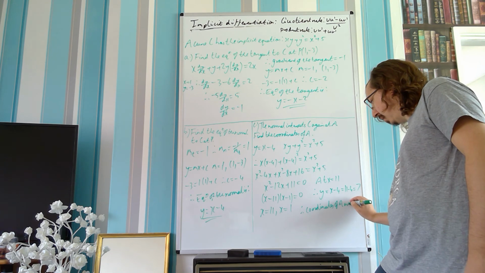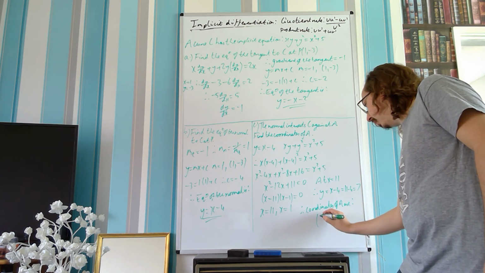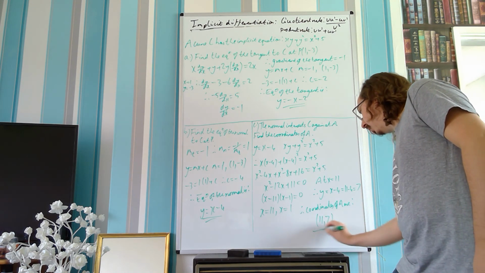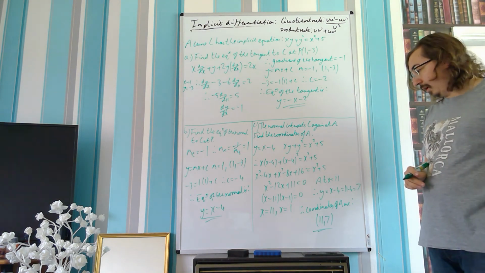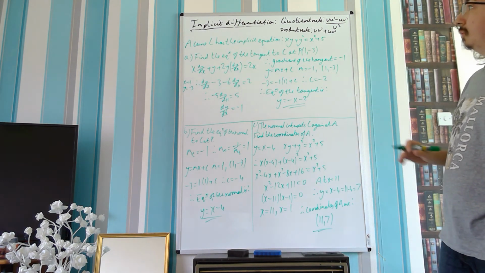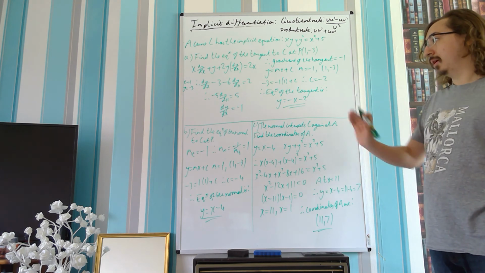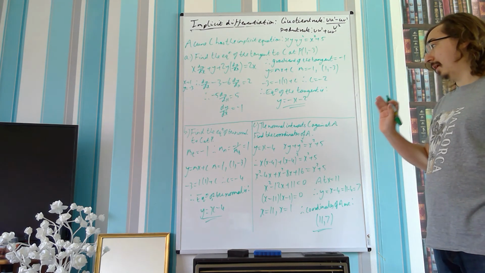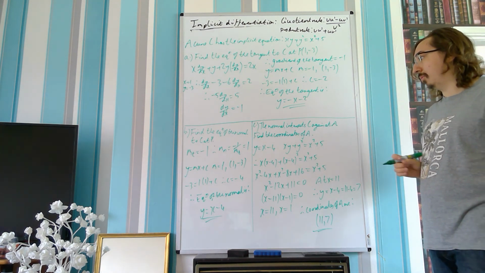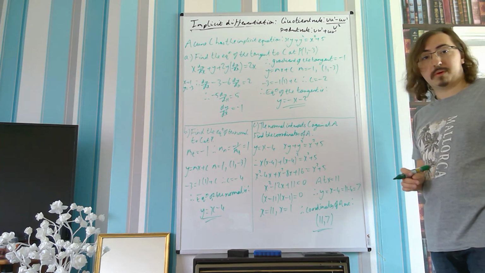So therefore our coordinates of A are (11, 7). And that is how we find the equation of the tangent to C at P, the equation of the normal, and then where the normal intersects the curve again at the point A.